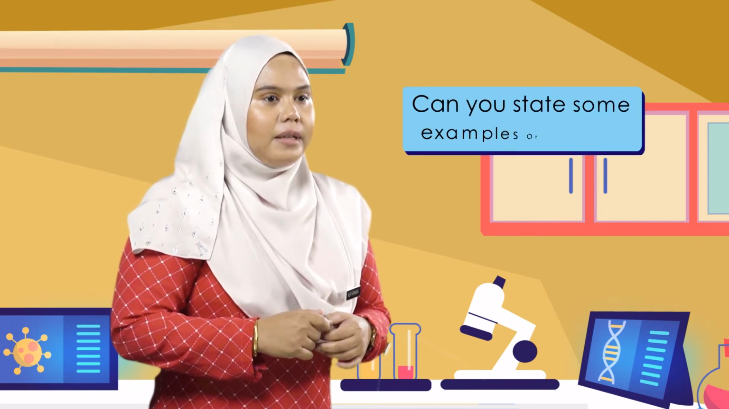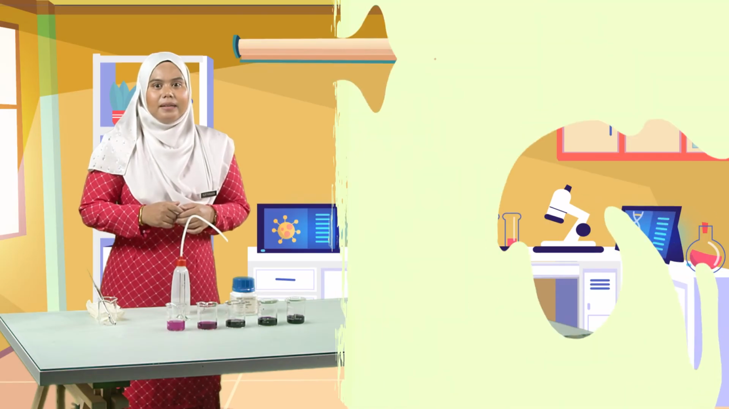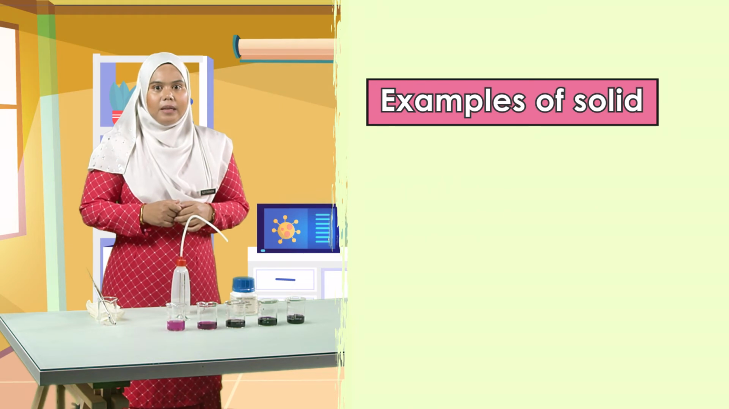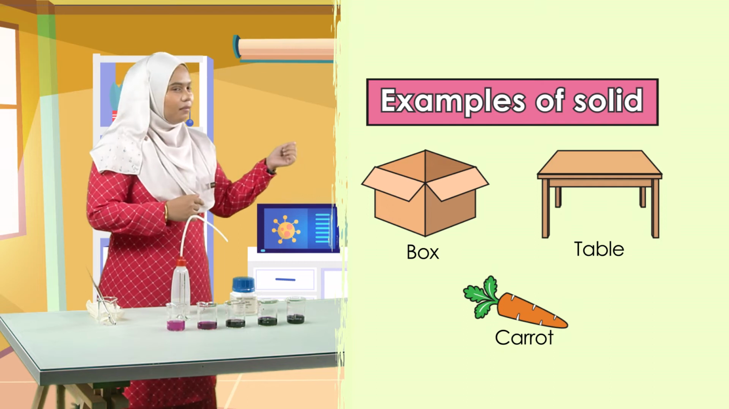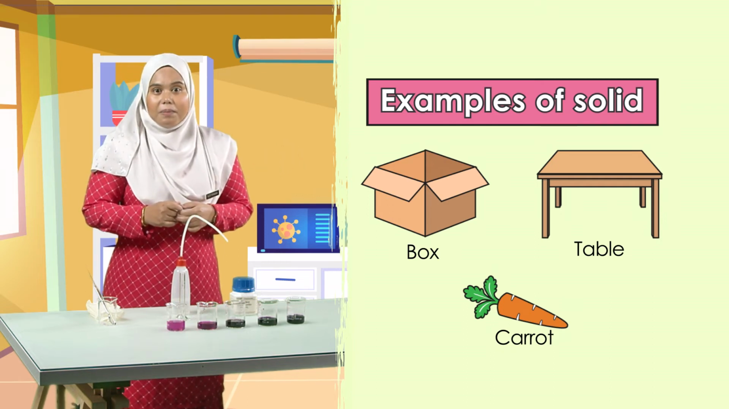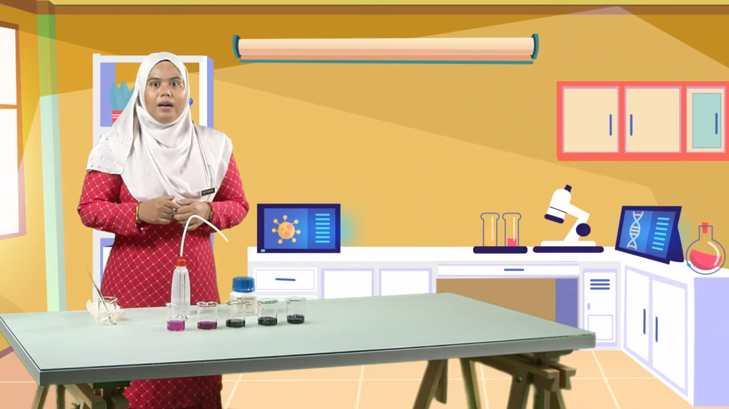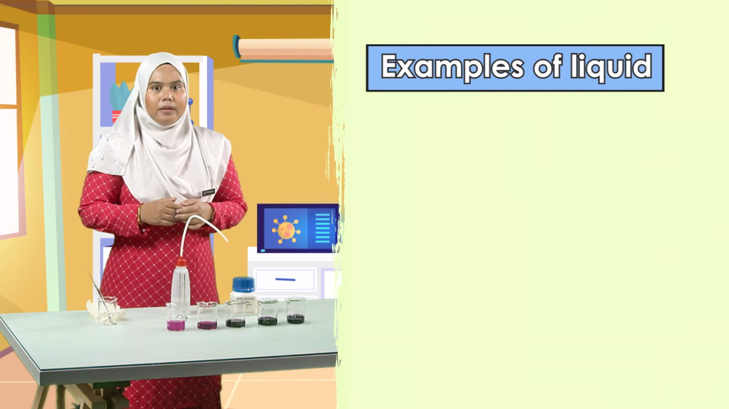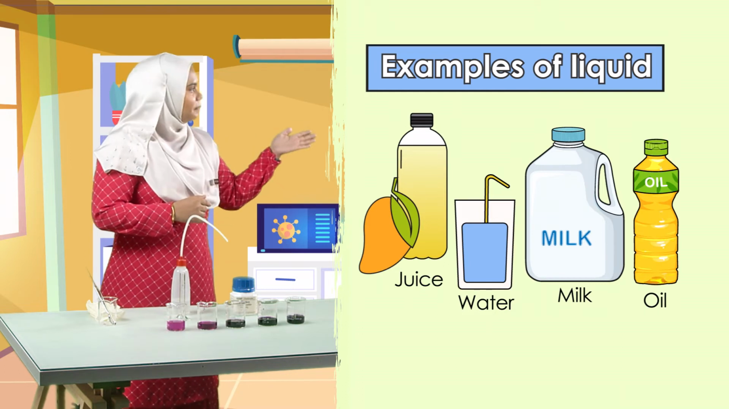Now, pupils, you have learned about the three states of matter based on their arrangement and movement of particles. Can you state some examples of solid? Well done! Some examples of solid are a box, carrot, and table. How about liquid? Yes, here are some examples of liquid. They are juice, water, milk, and oil.